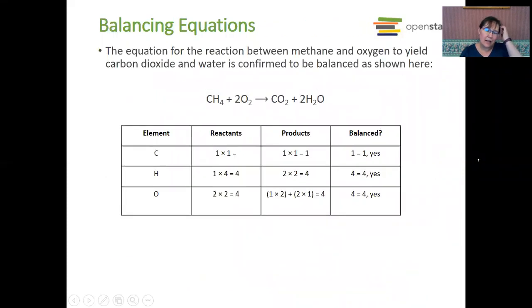Now let's take a look at how some of these work. Here's a reaction between methane and oxygen gas. What I'm doing here is showing how many of each thing we have. You can use a process like this for balancing things as well.